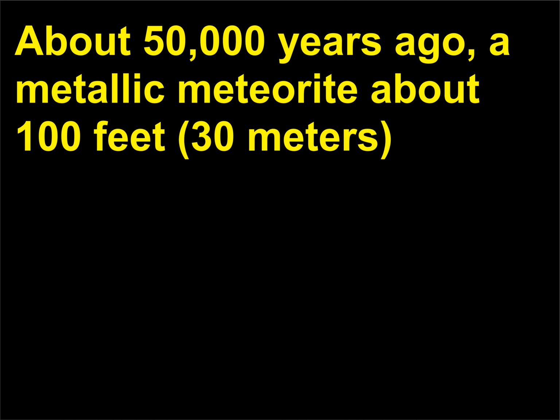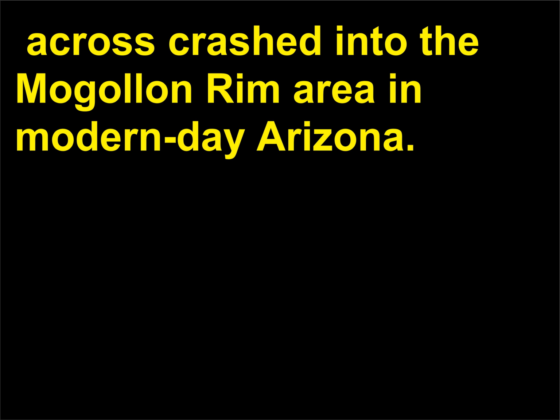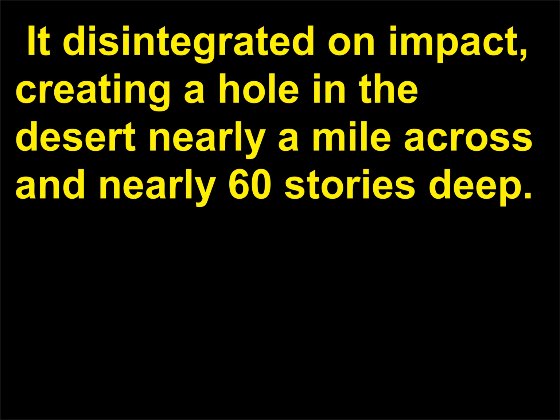About 50,000 years ago, a metallic meteorite about 100 feet, 30 meters, across crashed into the Mogollon Rim area in modern-day Arizona. It disintegrated on impact, creating a hole in the desert nearly a mile across and nearly 60 stories deep.